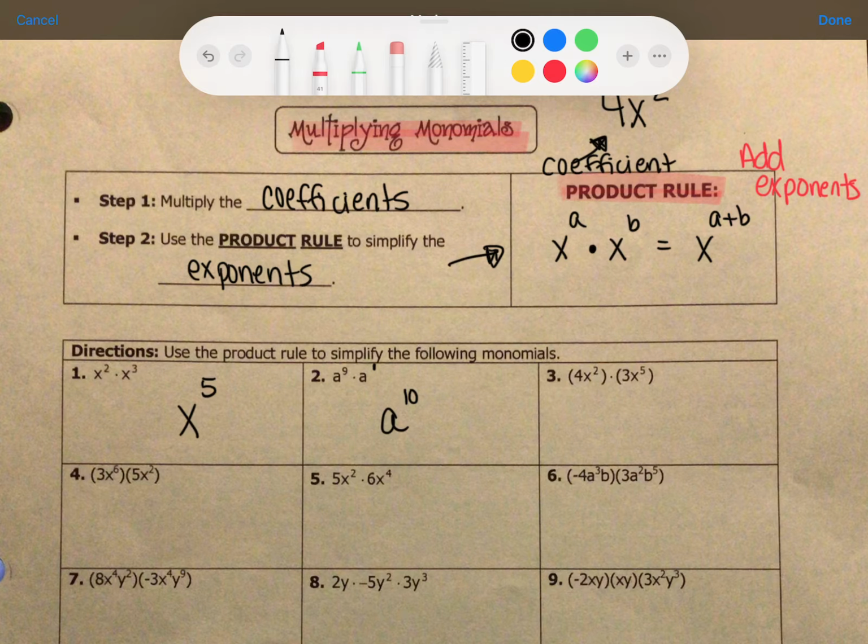Easy peasy. So now number 3, we're still multiplying, but this time I have coefficients, the big numbers in the front of each of those letters. So I'm going to multiply those coefficients. So this 3 and this 4 will get multiplied together, giving me a 12. Keep your base, which is the x, and now I'm going to add the exponents. So multiply the big numbers and add the little numbers. So 5 plus 2 is 7. Multiply the big numbers and add the little numbers.